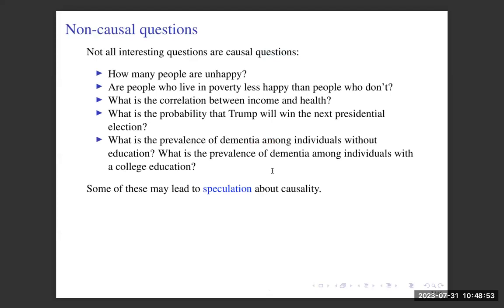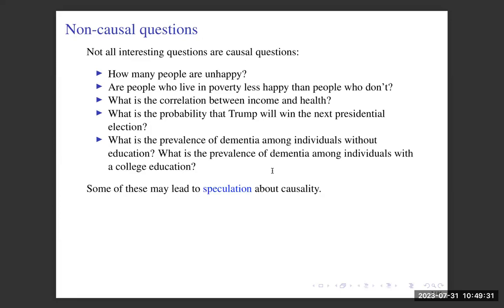Now, not all questions, and not all interesting questions even, are causal questions. So, for example, how many people are unhappy? That's not a causal question. Are people who live in poverty less happy than people who don't? That in itself is not a causal question. What is the correlation between income and health? What is the probability that Trump will win the next presidential election? Or what's the prevalence of dementia among individuals without education? And what's the prevalence of dementia among individuals with a college education?